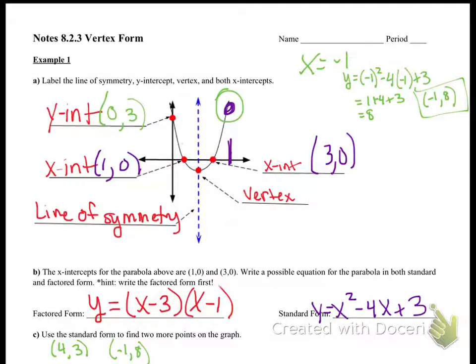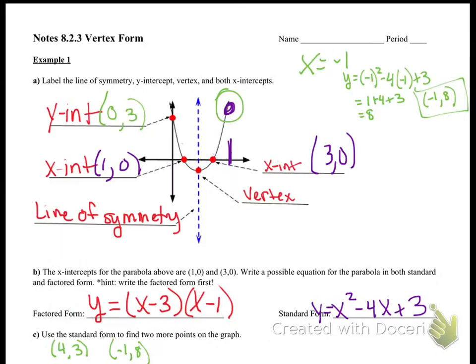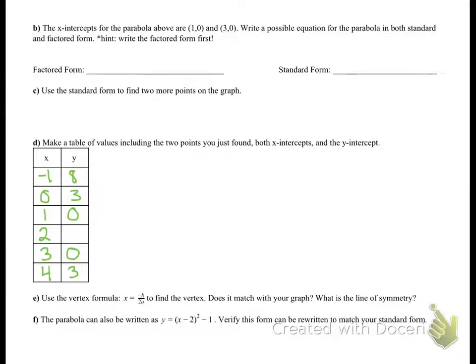So far we have our graph started, we found a lot of points on our graph, and now we have our table of values almost filled in. We have to use our vertex formula to find the actual vertex. So remember the vertex, that's the very lowest point there. Maybe it's the highest if the parabola is going the other way. For this one, it is our lowest point.